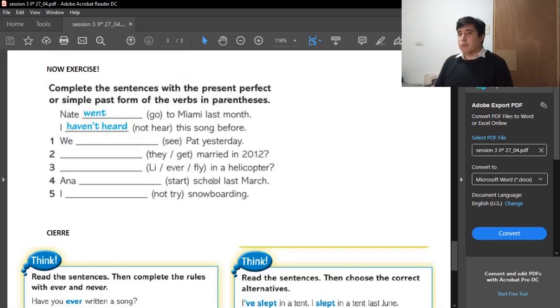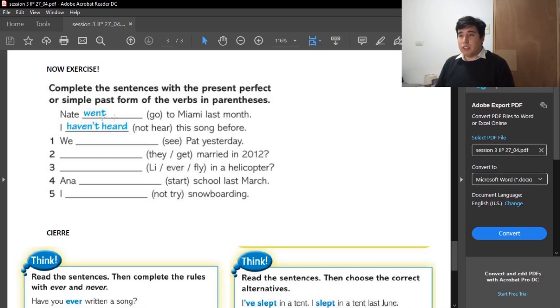Good. Let's go. Exercise. Complete the sentences with the present perfect or simple past form of the verbs in parentheses. Okay? So, we have to complete each sentence, completar cada oración con el verbo en la forma correcta. Puede ser present perfect o puede ser simple past. Let's look at the examples. Nate went to Miami last month. Here, this sentence is in past simple because we have our time expression. We know when it happened. When did it happen? Last month.